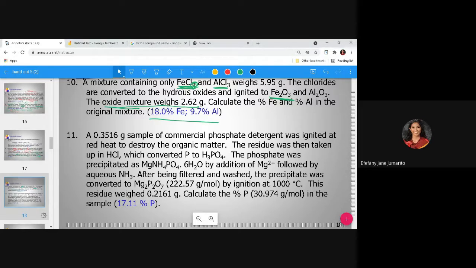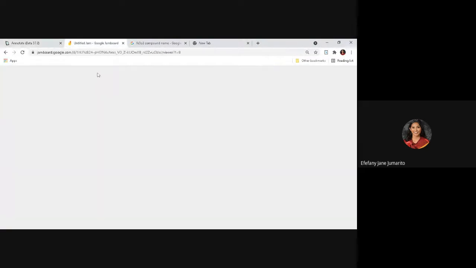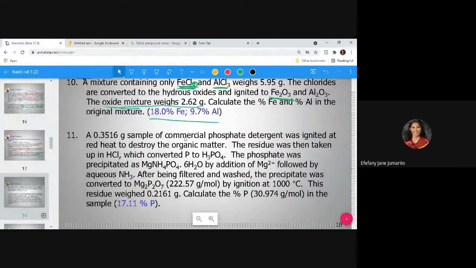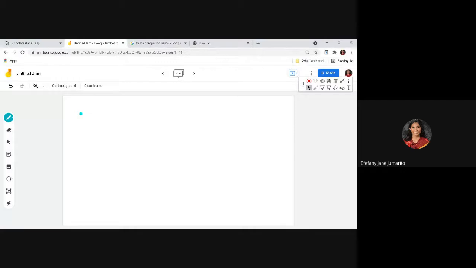Okay, so we have a 0.356 gram sample that has phosphate. It was ignited. When you treat a problem, you read and then you write. You draw what's happening. The first thing is you have your phosphate.